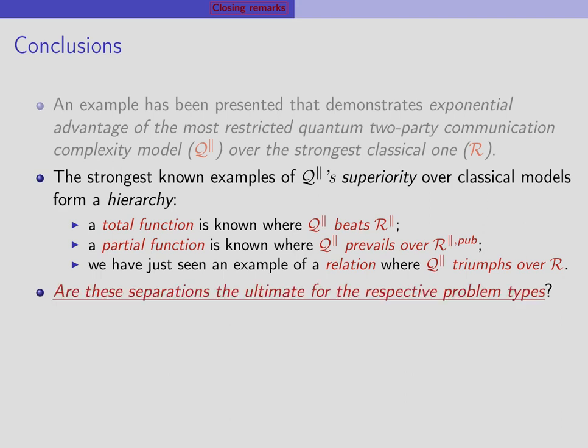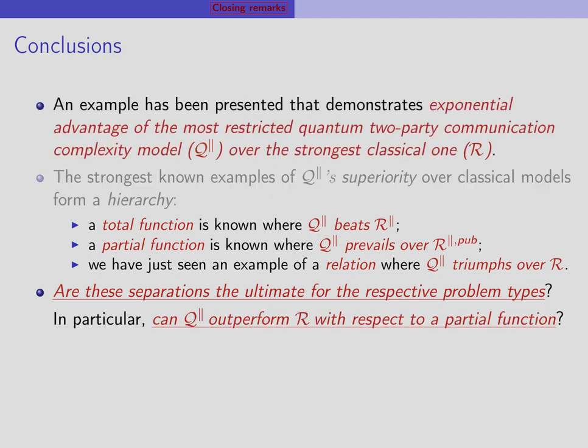It's very interesting to know whether these things are tied, or whether some of those separations can be improved. In particular, in connection to what we have just seen, can quantum SMP outperform classical two-way with respect to a partial function?